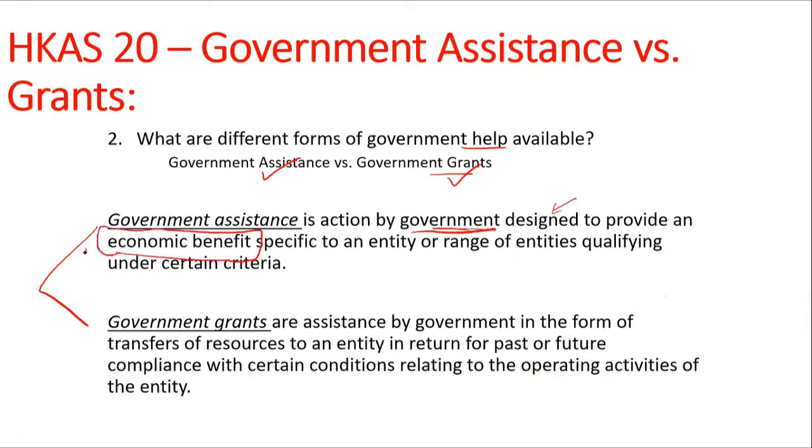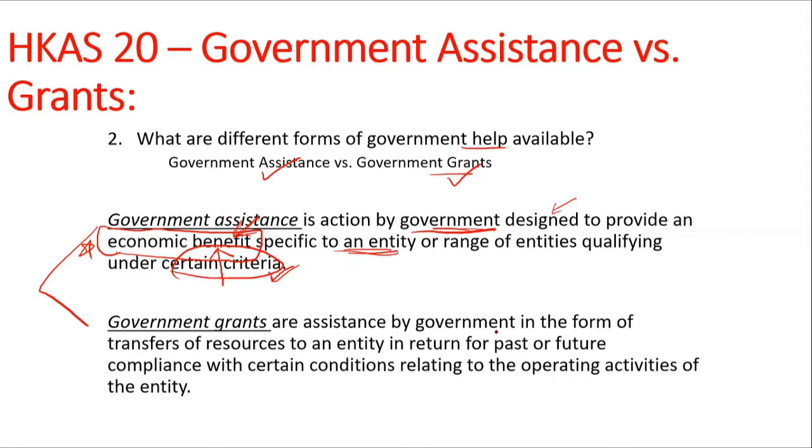So this is the key word here. Government assistance is about providing economic benefit specific to an entity or range of entities qualifying under certain criteria. So of course, there's going to be a certain criteria. If the business meets that criteria and it's about providing an economic benefit, that's going to be a government assistance.